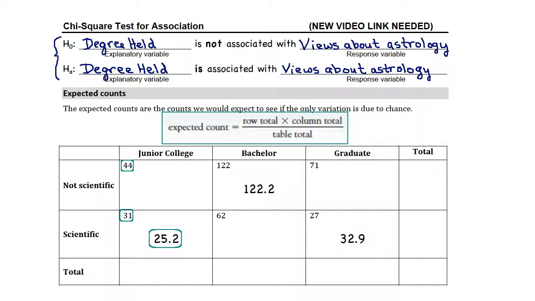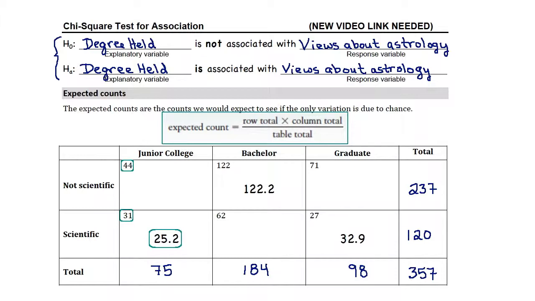The way we calculate these is dependent only on the totals. So it's row total times column total over table total. It's taking those totals from the rows and columns and distributing them proportionately among the cells of the table. So to start, we'll recall the table totals that we've already calculated, and let's go ahead and calculate the expected count for junior college not scientific.